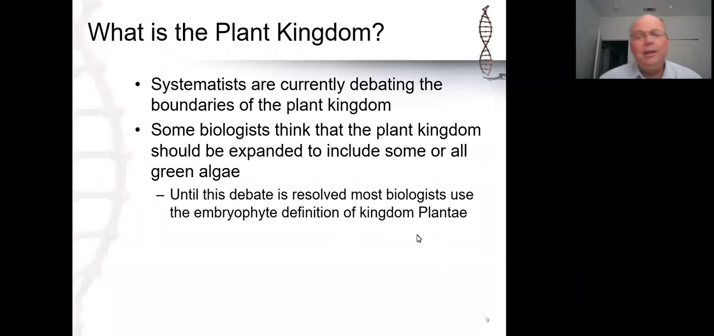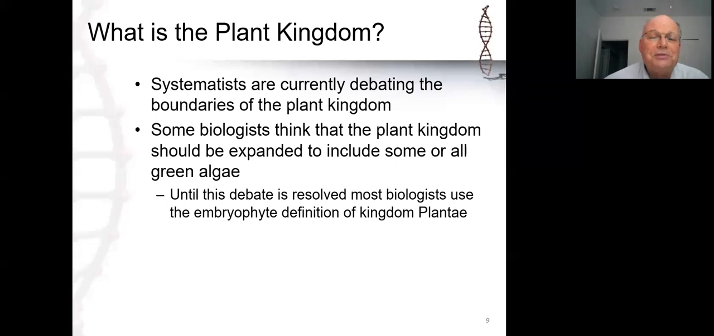So once we recognize these as being the ancestors of the plant kingdom, then we have to ask ourselves, how are we going to define the plant kingdom? There have been a number of attempts at trying to create a broader definition of the plant kingdom.